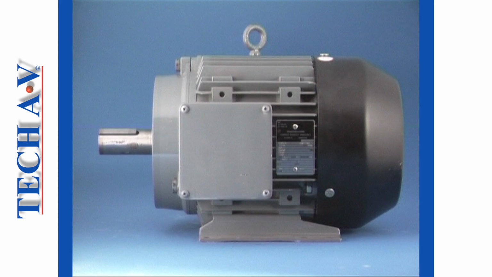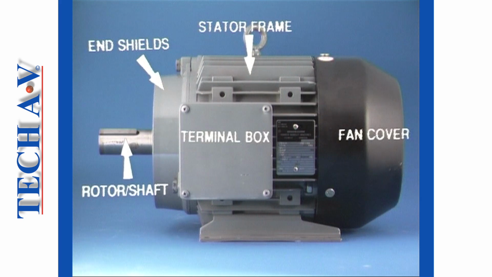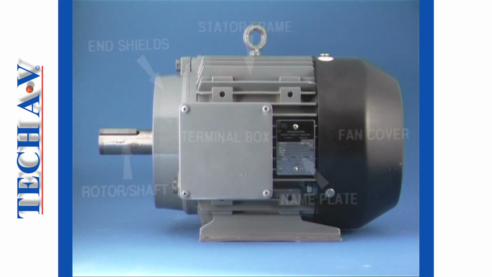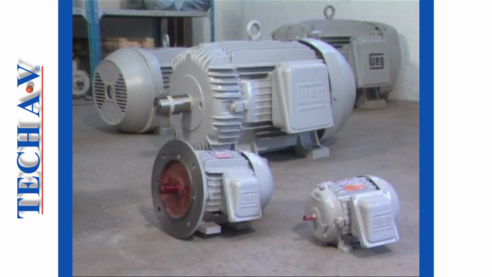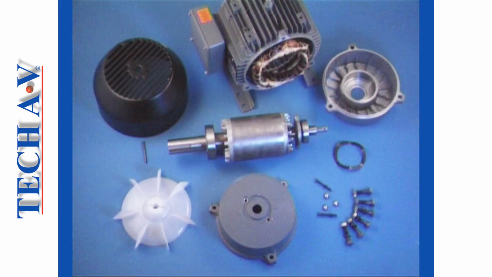The principal visible components are the stator frame, end shields, and the rotor shaft. Also visually apparent is the fan cover or cowl, the terminal box, and the motor nameplate. No matter what physical size the motor, and the sizes can vary considerably, the component names and their functions remain the same. For a more detailed look at the parts, let's look at a dismantled motor.